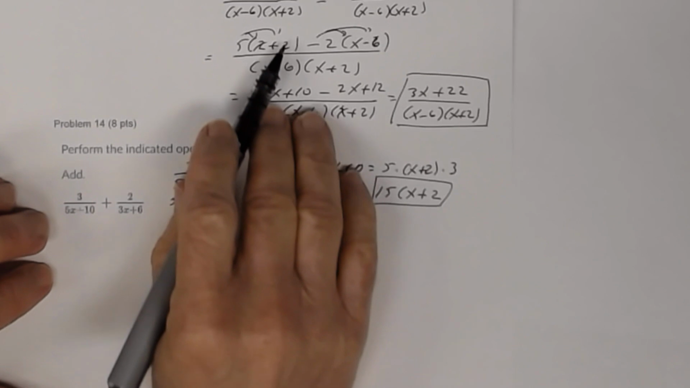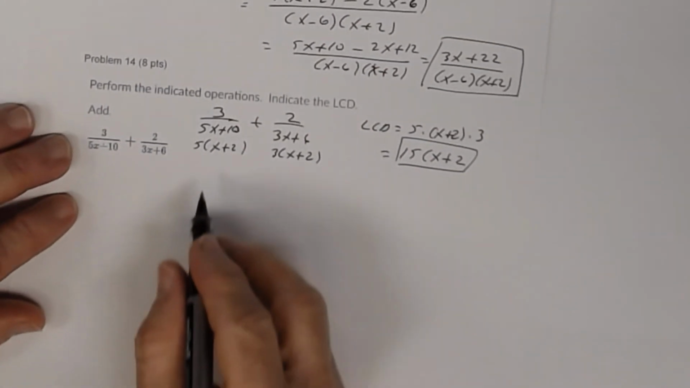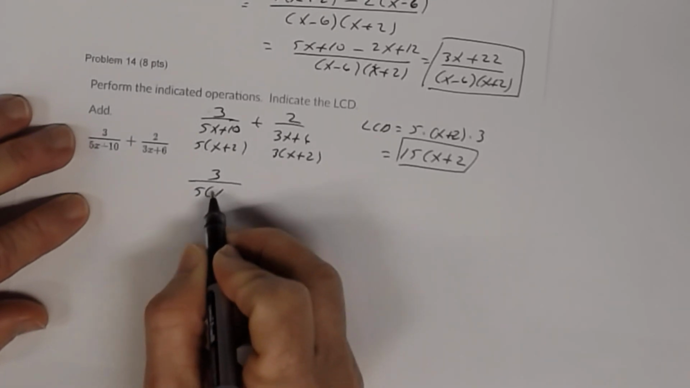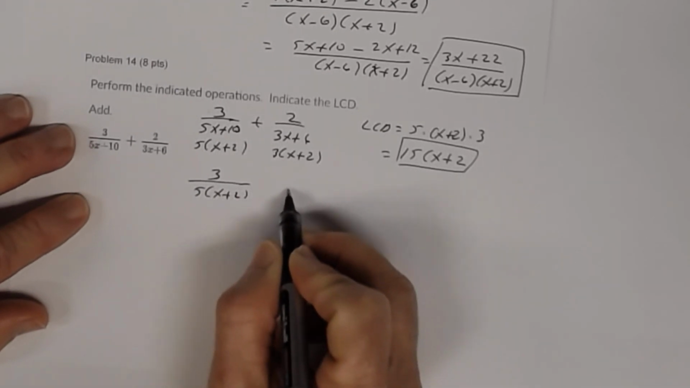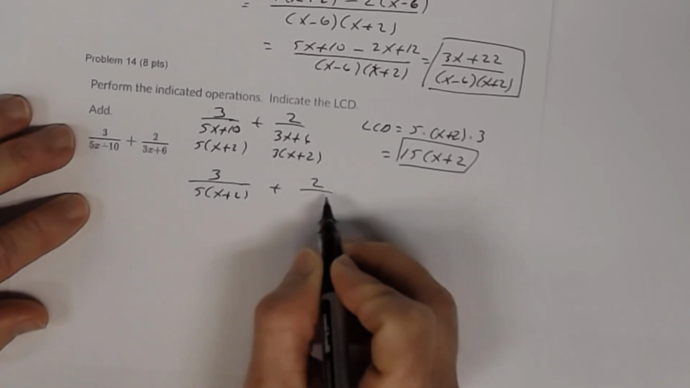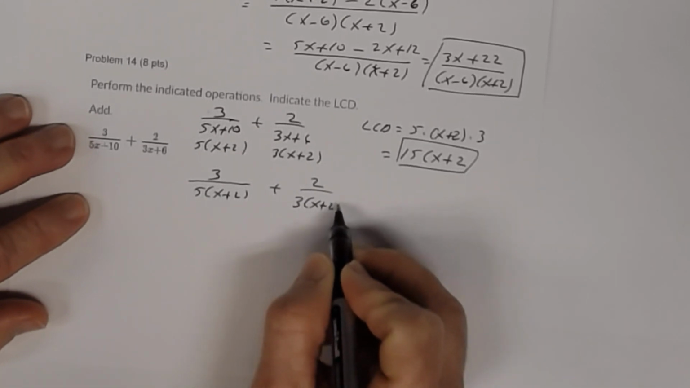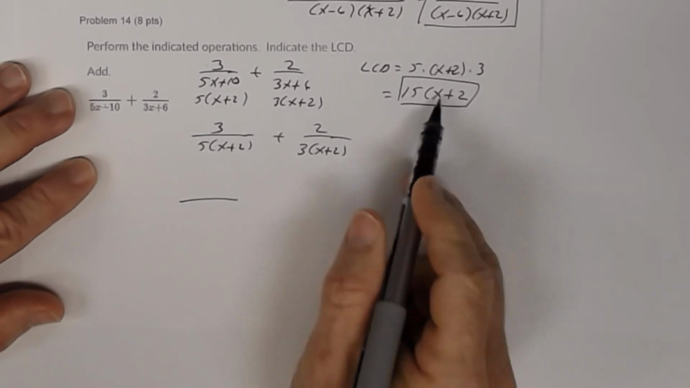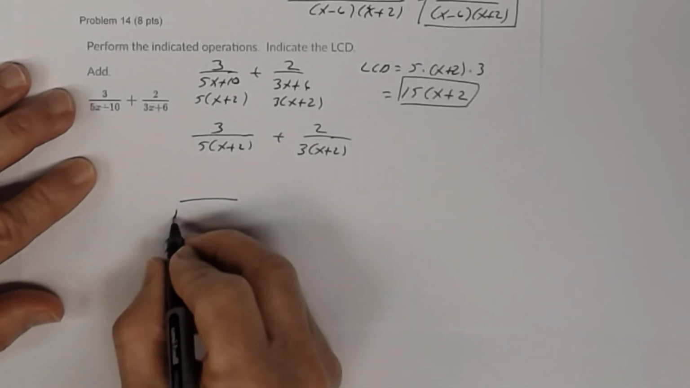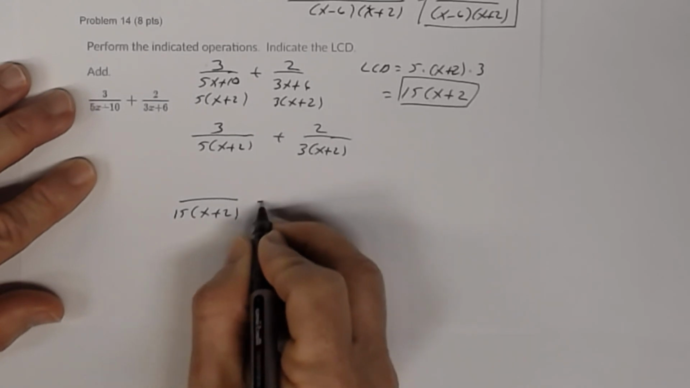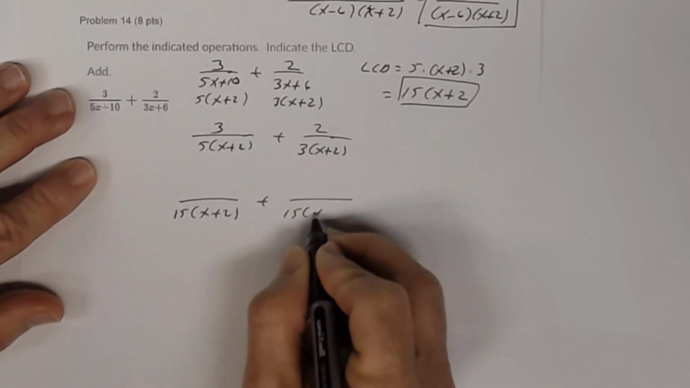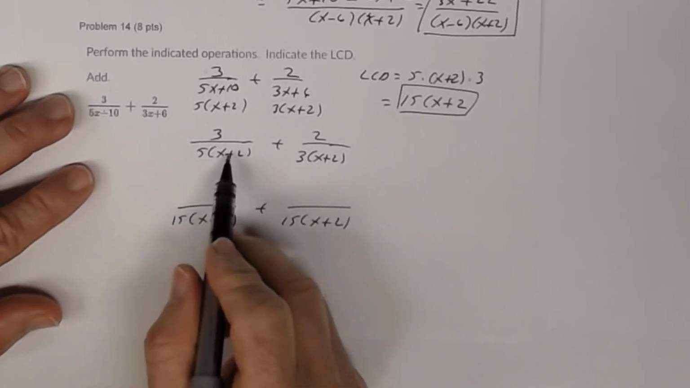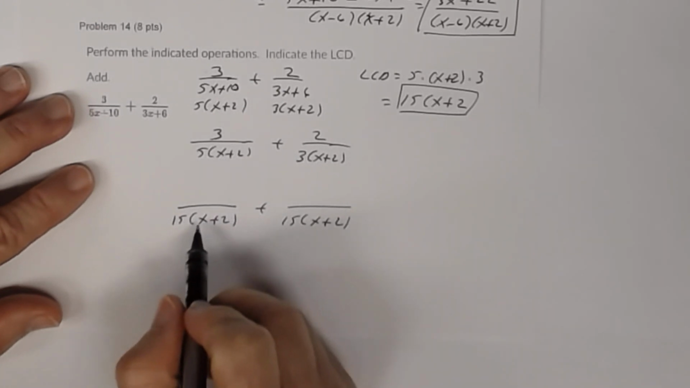Now, just like we did here, we're going to write equivalent fractions. So let me go ahead and rewrite this rational expression as 3 divided by 5 times x plus 2 plus 2 divided by 3 times x plus 2. We're going to write equivalent fractions with a denominator of 15 times x plus 2. Just like this, 15 times x plus 2. And just like in the previous problem, you're going to ask yourself, this is what I have, this is what I want to end up with.